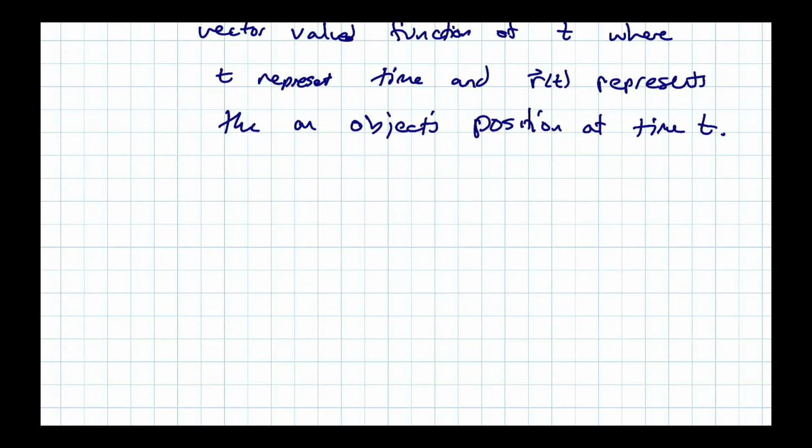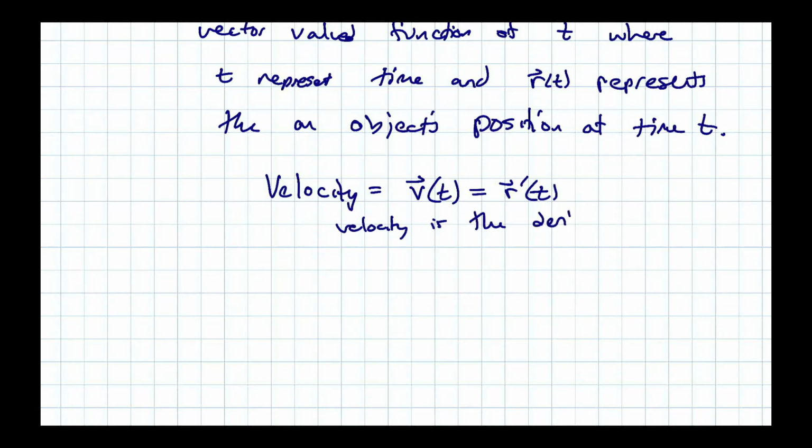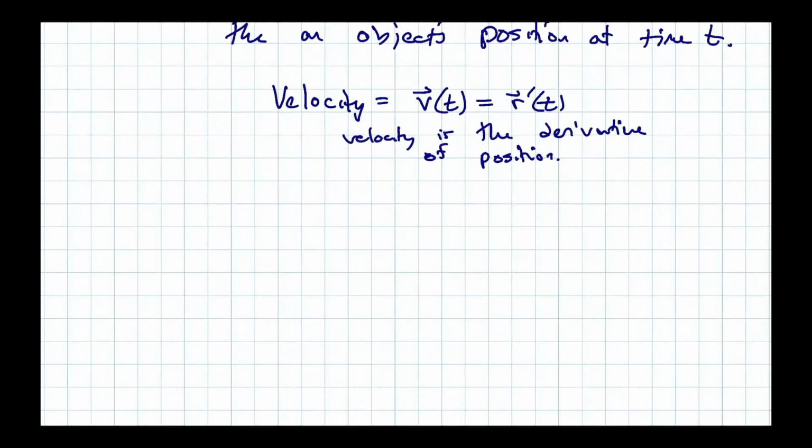So what we're going to do then is define these functions. The velocity function here is going to be v of t. We'll write that as a vector v of t. The way you calculate it is simply with the derivative of the position function. So velocity is the derivative of position, right? Just like calculus 1.